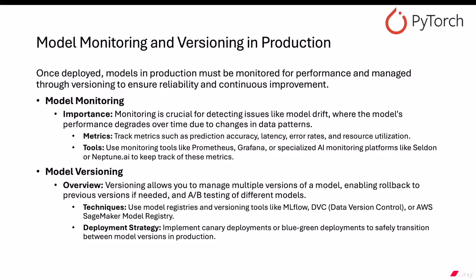Techniques: use model registries and versioning tools like MLflow, DVC, which is Data Version Control, or AWS SageMaker Model Registry. Deployment strategy: implement canary deployments or blue-green deployments to safely transition between model versions in production.